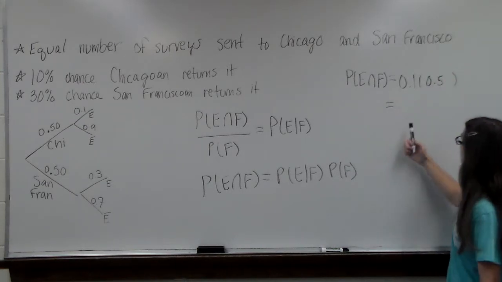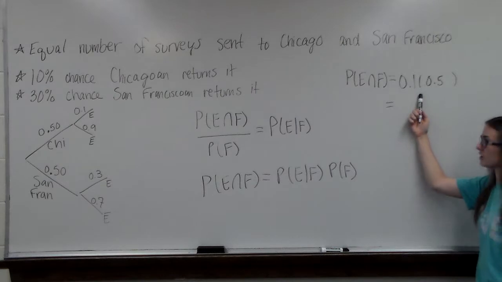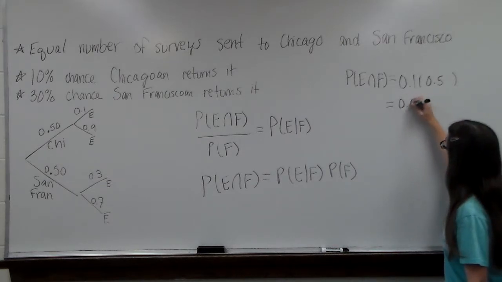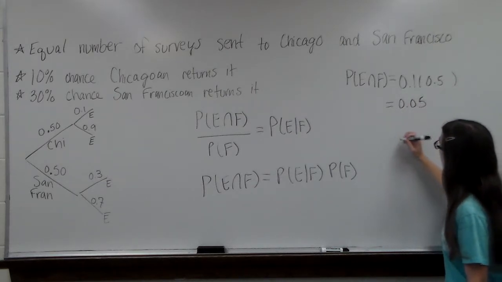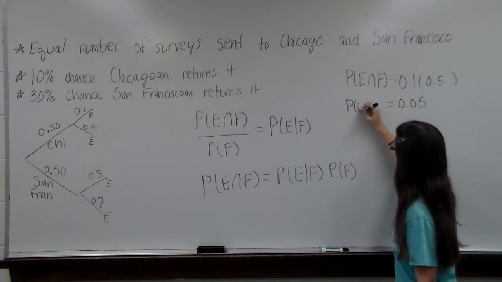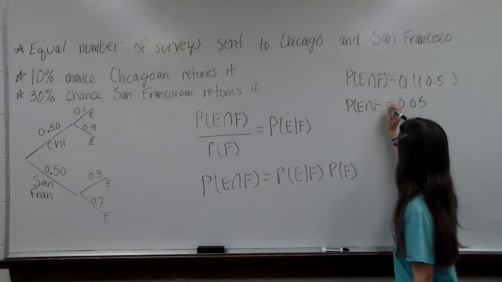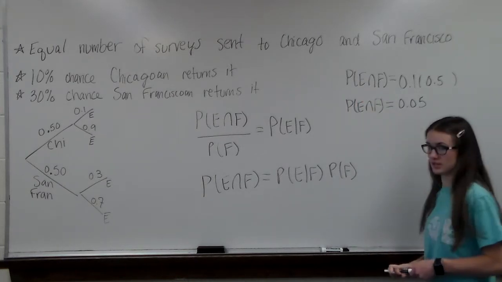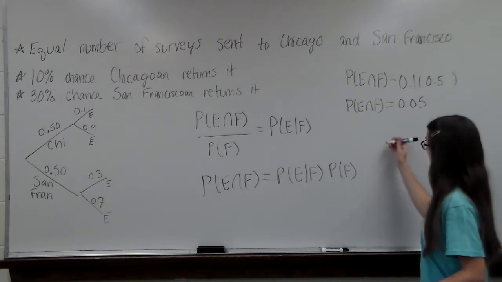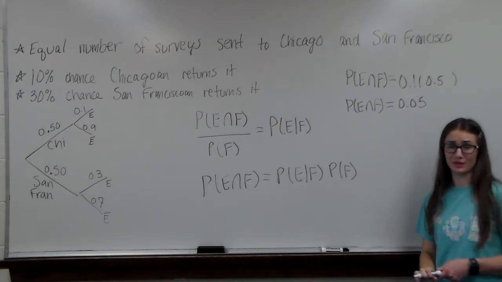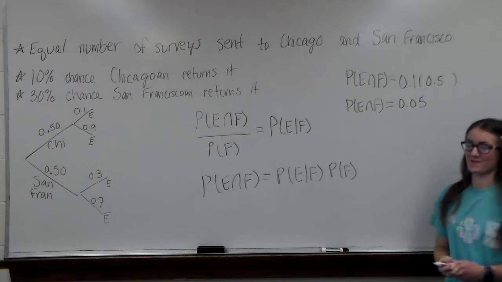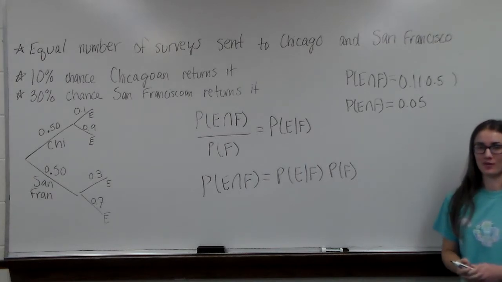So all we need to do now is just multiply these two together, and that gives us 0.05, which is the probability of E intersect F, which means that there is a 0.05 chance of the person being from Chicago and returning the survey.